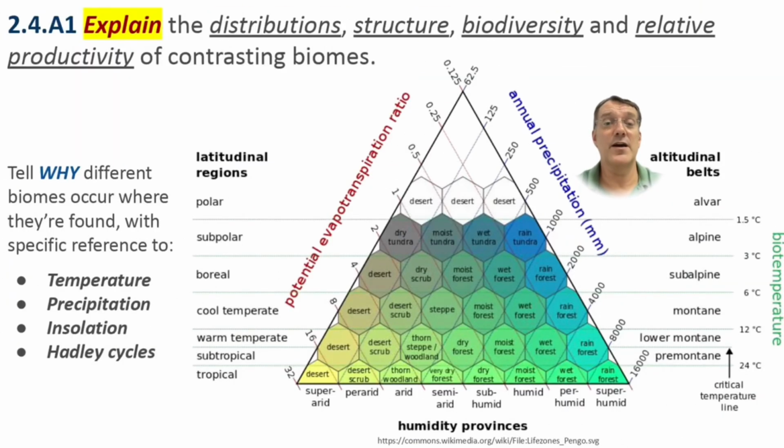To explain biome distributions, you have to consider temperature, precipitation, insolation, and global air circulation patterns. This diagram shows how these factors interact to create the climate conditions that support different biomes. Note how both latitude and altitude influence biome type due to their effects on temperature and precipitation.